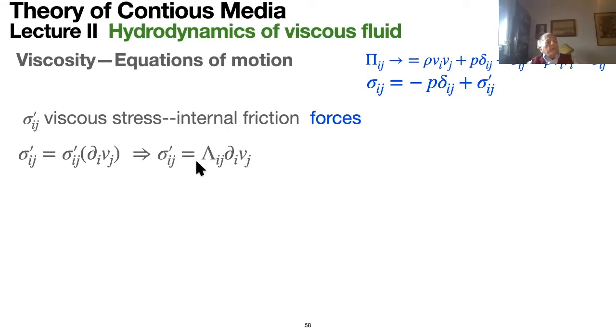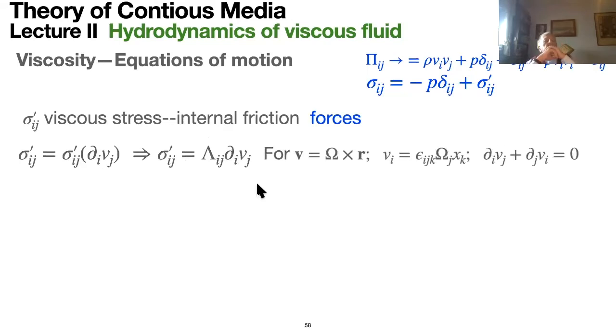Well, how do we guess the properties of that matrix? There is a mistake here: there should be additional indices, but anyway, it's a linear combination of this. This formula is incorrect. There are two indices in the lambda which are missed. That should be corrected. Let's think whether we can guess what kind of linear combination of those derivatives of velocity can enter the expression for sigma prime. We can guess that by discussing what happens if we rotate the liquid as a whole.